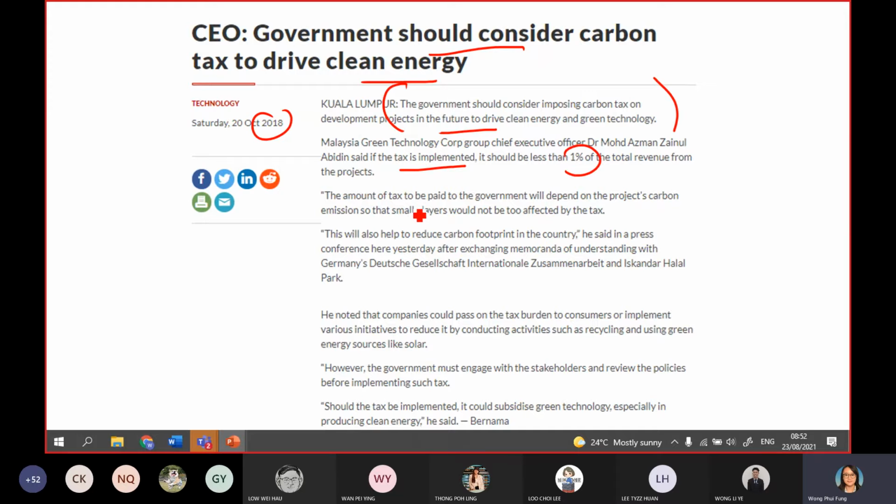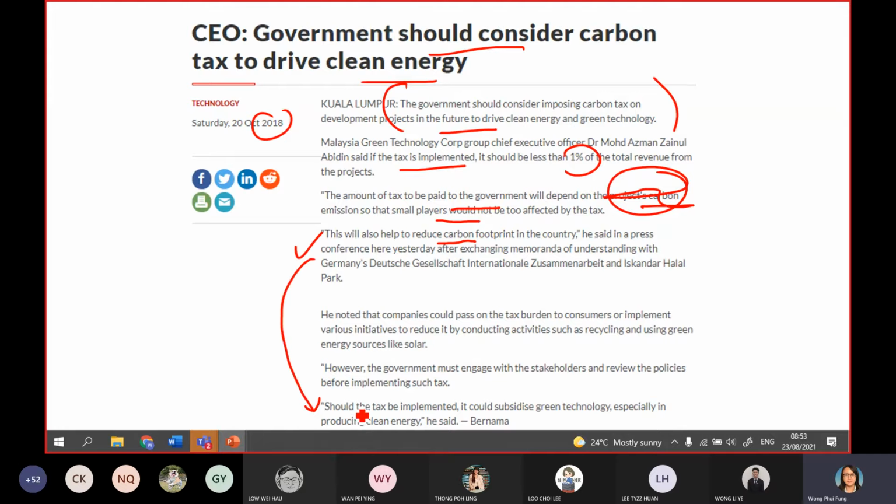The amount of the tax to be paid to the government depends on the project's carbon emission, so that the small player, which means the small project, will not be affected. So they suggested that the carbon tax should be applicable for big projects. This will help to reduce the carbon footprint in the country. So that's how they want to spend the tax.